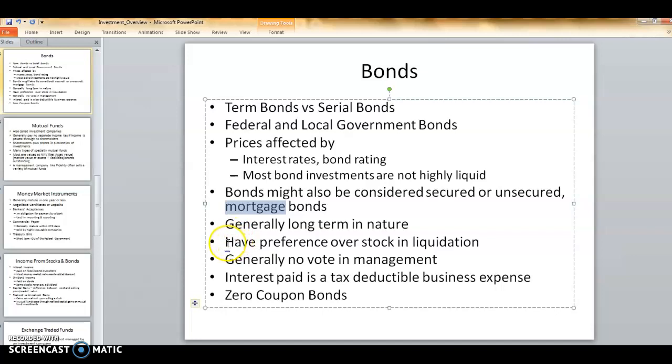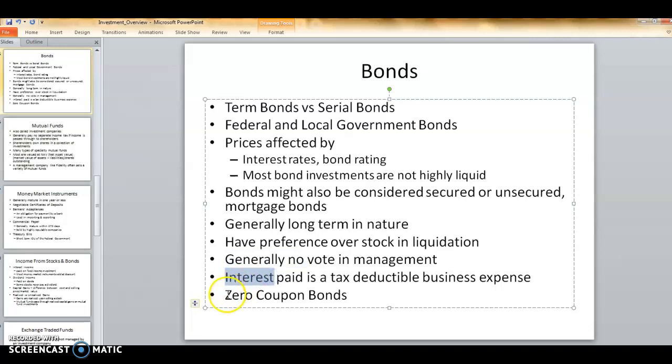In terms of liquidation, bonds have preference in payments over stockholders if the company goes bankrupt, but again, those are only after preference items like employee wages, taxes, and expenses of liquidation are paid off first. Generally, bondholders have no vote in management of the company. Interest paid on the bond is actually a tax-deductible business expense of the bond issuer.